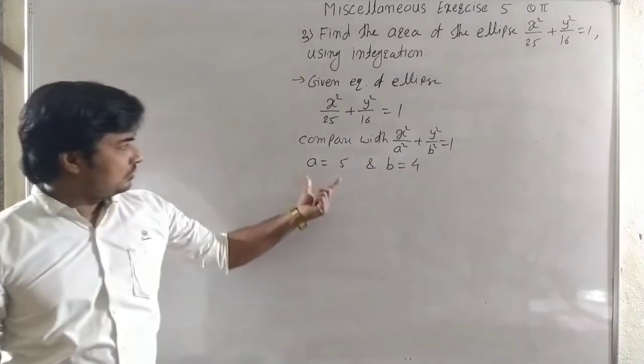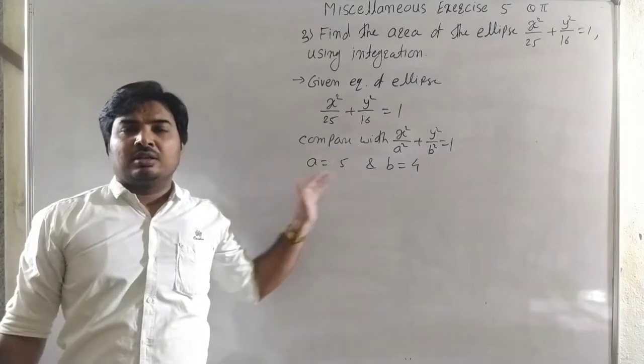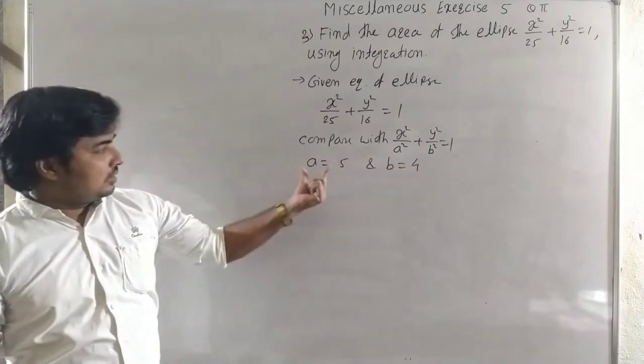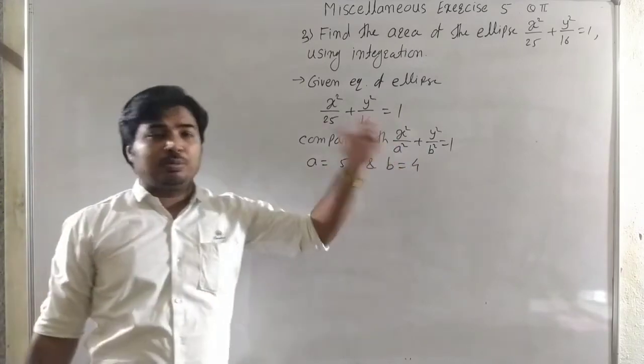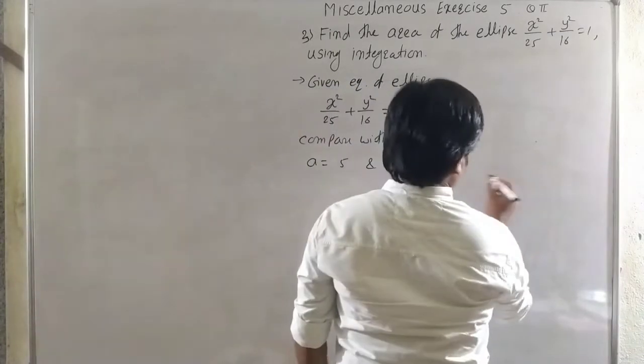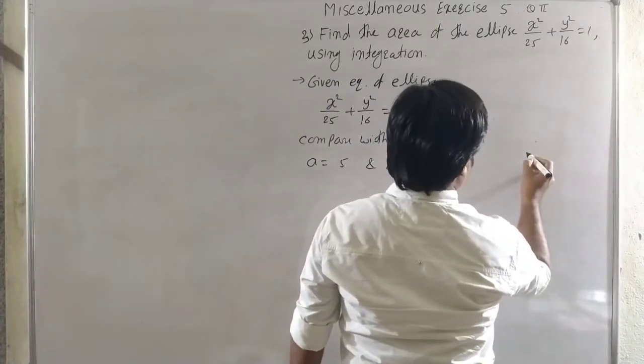That means the major axis is along the x-axis, here a is greater than b. That means the ellipse, we can write the diagram of the ellipse here.